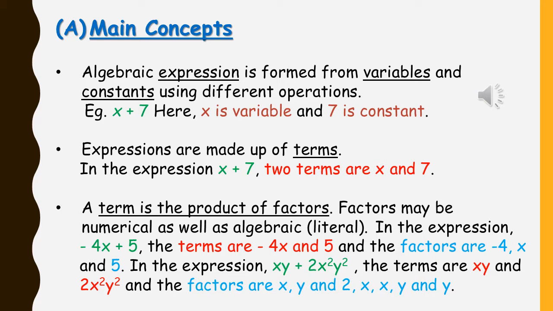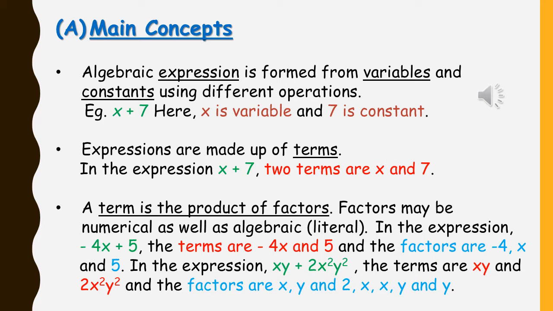Expressions are made of terms. In the expression 7 plus x, two terms are x and 7. Again, a term is the product of different factors. Factors may be numerical as well as algebraic or literal. In the expression minus 4x plus 5, the terms are minus 4x and 5. But the factors are minus 4, x and 5.